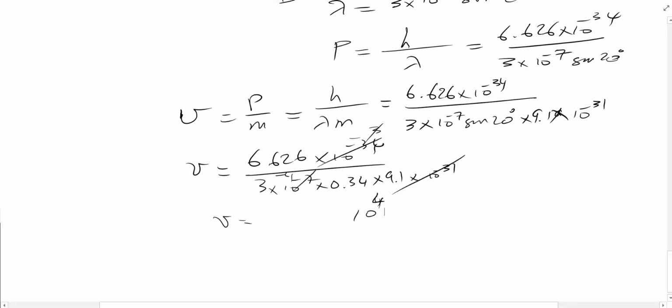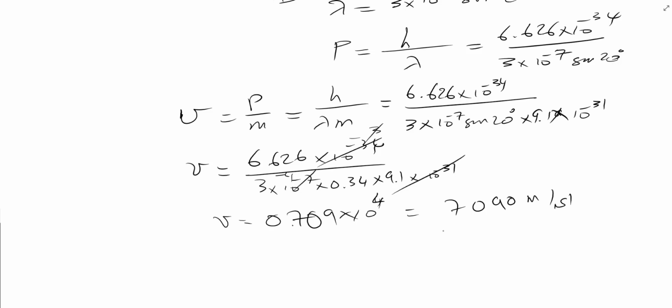So 0.709 times 10 to the power 4, or 7,090 meters per second, because that is what this number is. So it's about 7 kilometers per second. It's a very tiny velocity, very insignificant. So there is no justification whatsoever for using relativity in this case. Okay, so we found how fast the electrons were moving before they hit.